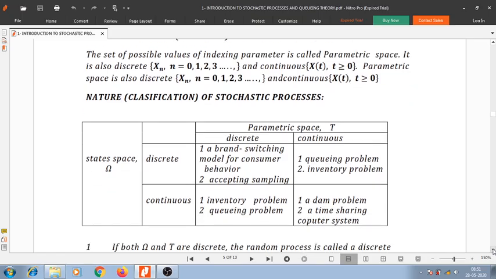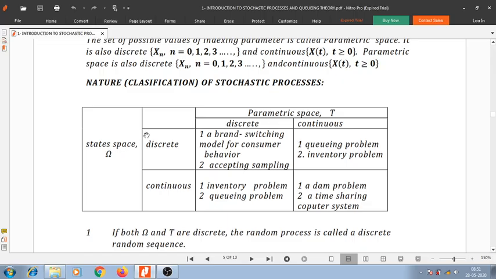Okay. Now state space and parametric space are also classified into discrete and continuous. Suppose the state space is discrete and the parametric space is also discrete. That stochastic process is called a discrete random process.